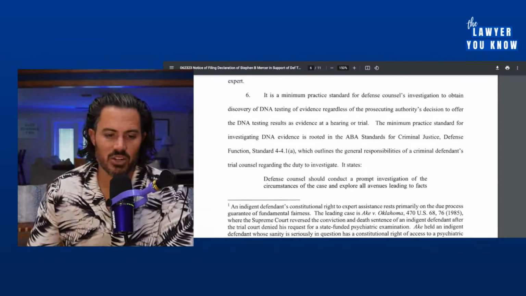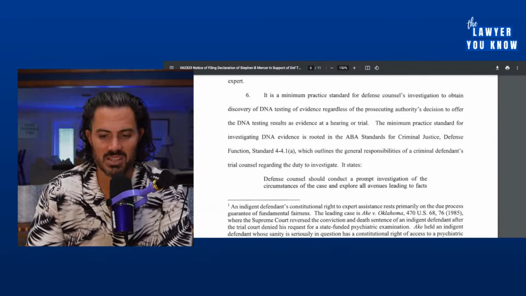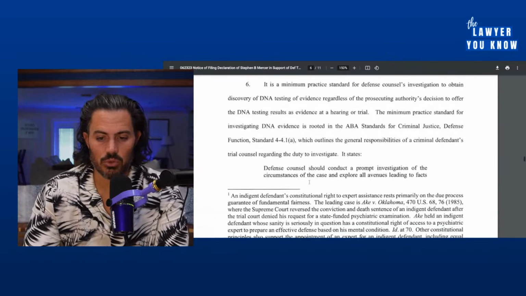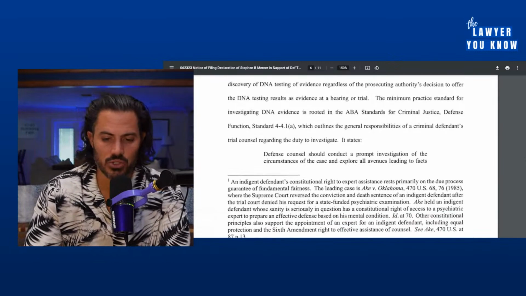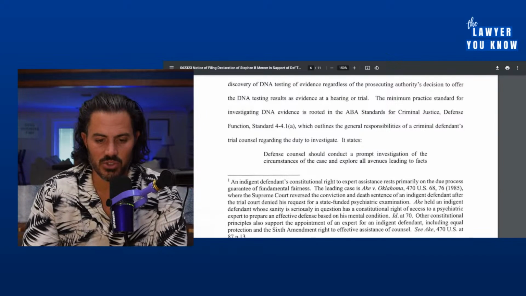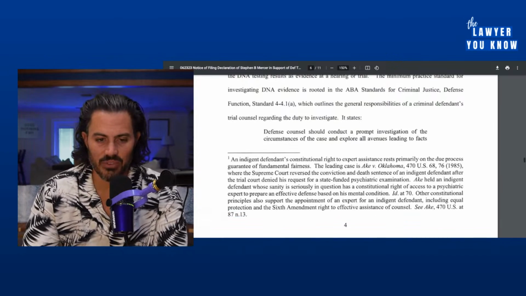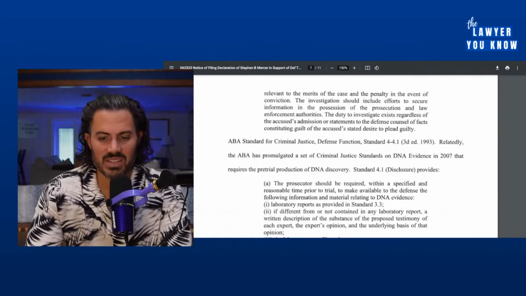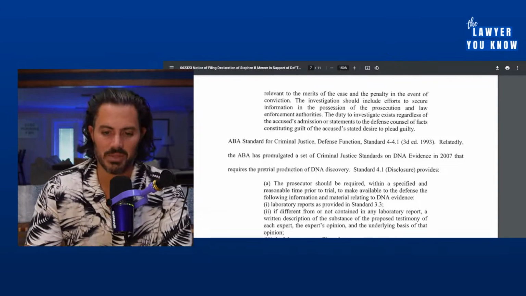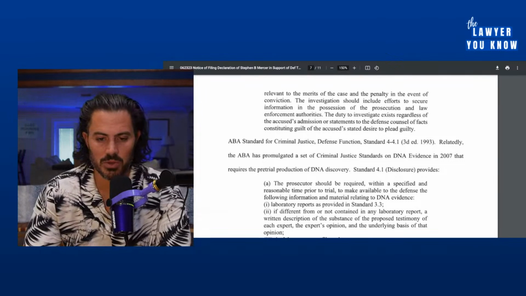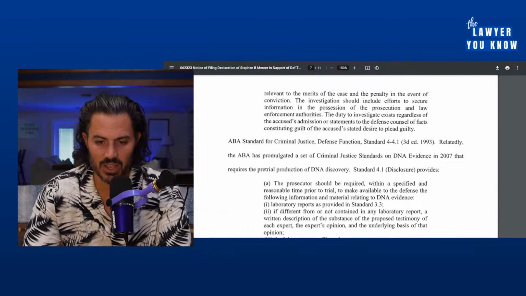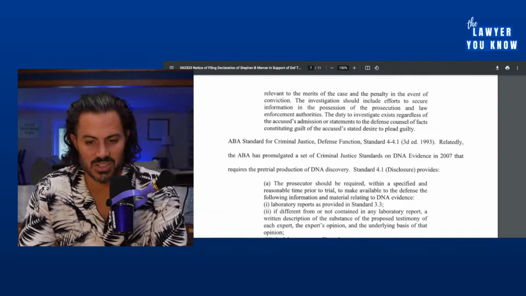The minimum practice standard for investigating DNA evidence is rooted in the ABA Standards for Criminal Justice, Defense Function Standard 4-4.1, which outlines the general responsibilities of a criminal defendant's trial counsel regarding the duty to investigate. It states, defense counsel should conduct a prompt investigation of the circumstances of the case and explore all avenues leading to facts relevant to the merits of the case and the penalty in the event of conviction. The investigation should include efforts to secure information in the possession of the prosecution and law enforcement authorities. The duty to investigate exists regardless of the accused's admission or statements to defense counsel of facts constituting guilt or the accused's stated desire to plead guilty.